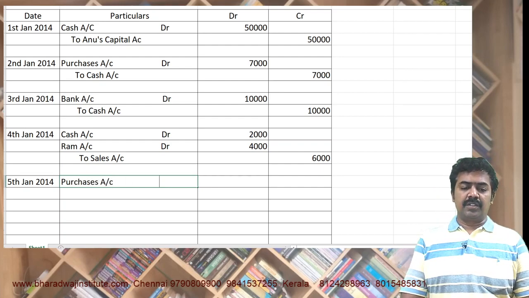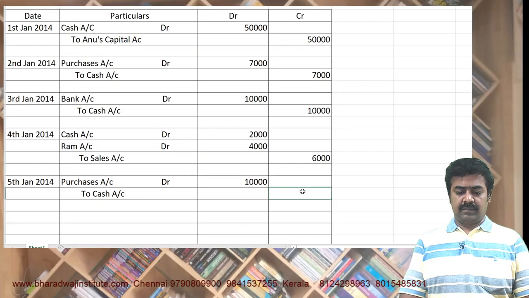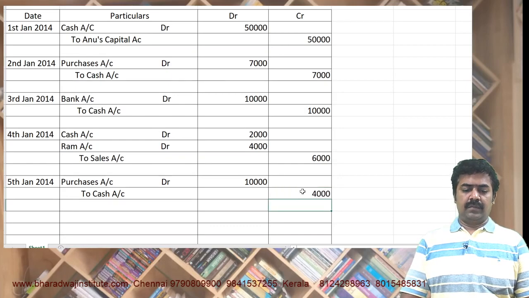Purchases account debit. What is the total purchases made? 10,000. To cash account. How much is paid in cash? 4,000. To Big B account. Credit the giver. To Big B account, 6,000.